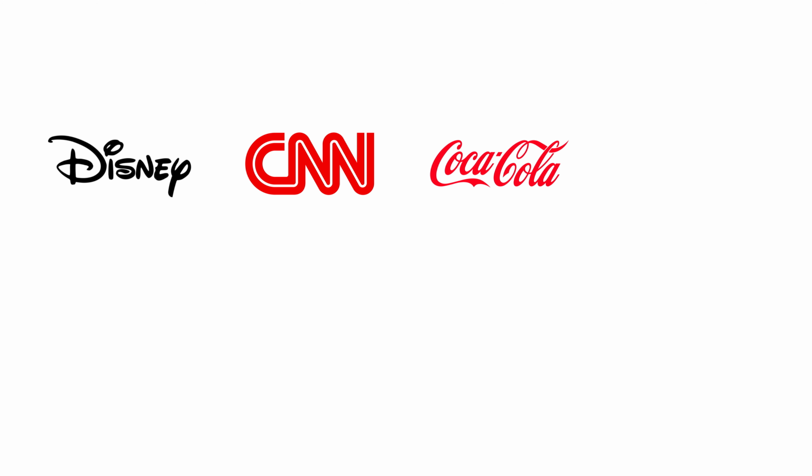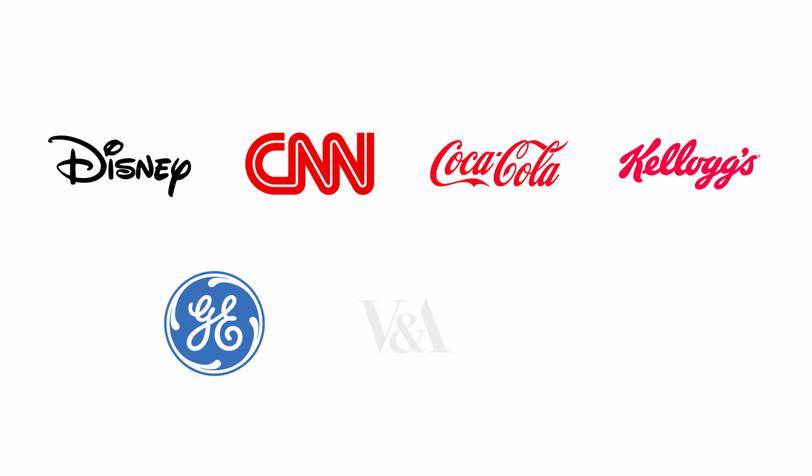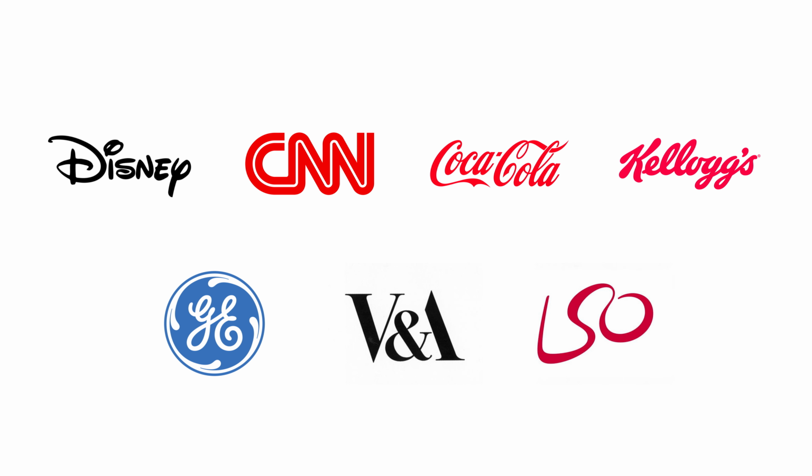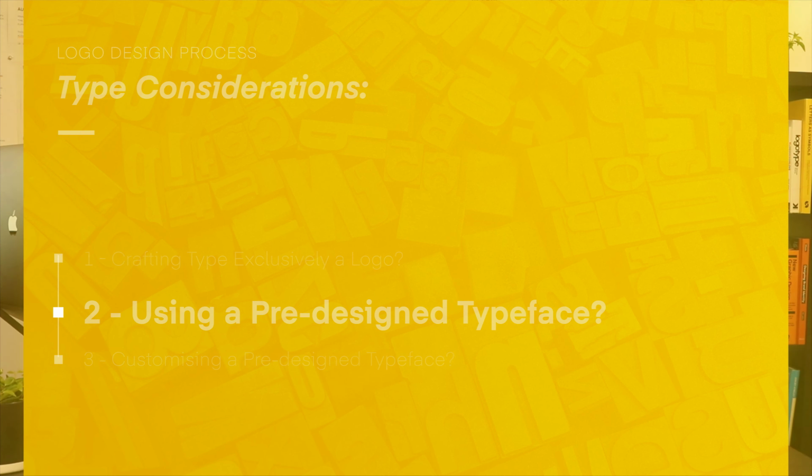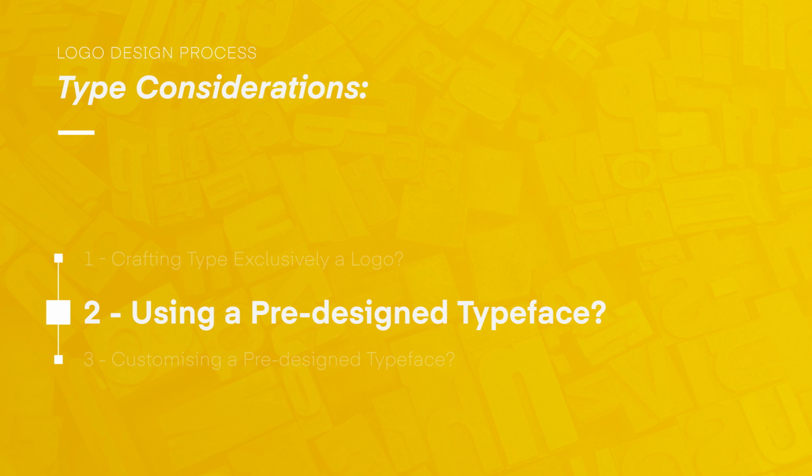Logos like Disney, CNN, Coca-Cola, Kellogg's, General Electric, V&A, and London Symphony Orchestra all have customized type, which have remained consistent for decades, independent of broader brand changes and refreshes. Now, another aspect to consider is, will you use a pre-designed typeface? Crafting bespoke letter forms can take a lot of skill and a lot of time. If time is a factor, then it may be more practical to consider a pre-designed typeface.